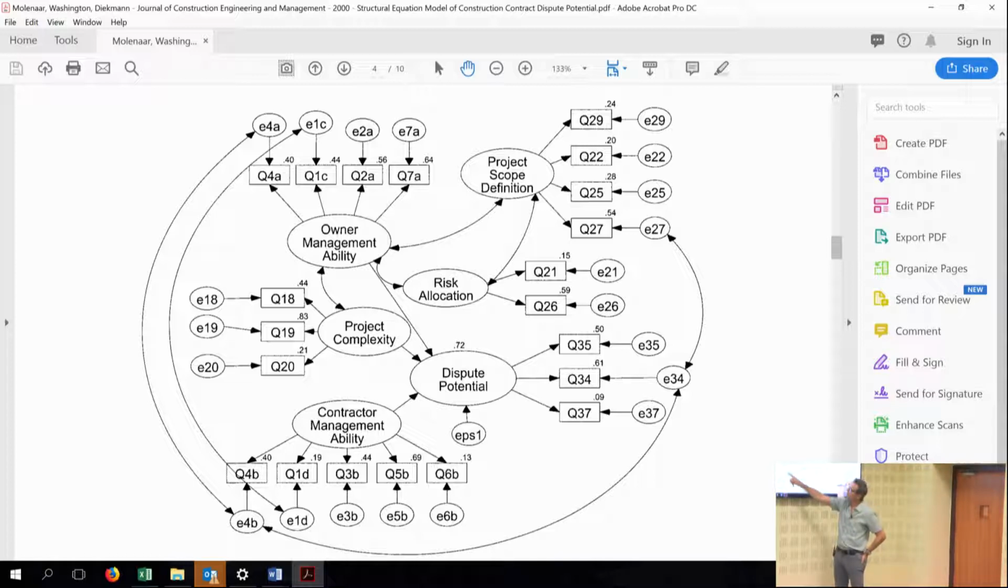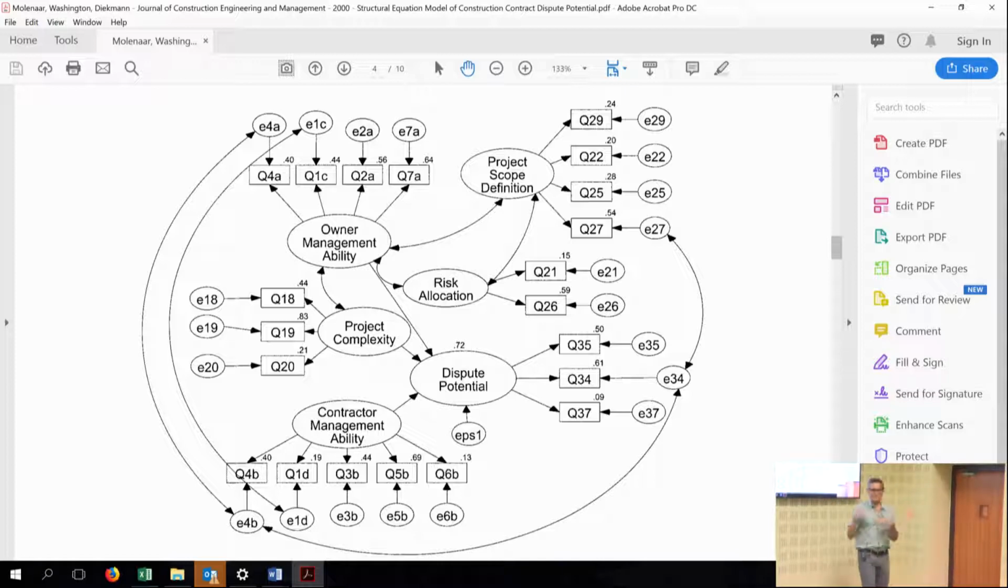The idea is that this underlying latent unobserved variable is the entity that influences the response to these questions. And that's why the arrows go this direction. These arrows are the direction of influence. So the real contractor management ability influences the outcome to question 4 and question 1 and 3 and 5B and 6B. And then there's an error term because this question doesn't perfectly measure contractor ability. It's only approximate. And these are the regression loadings down here. These are essentially the coefficients, the betas, related with this equation. So each one of these is a regression equation. Okay, a simple regression equation.